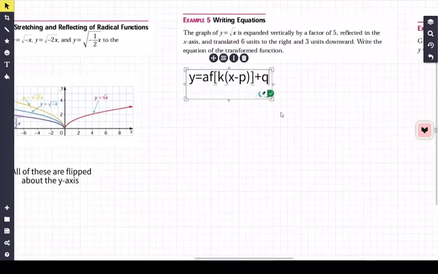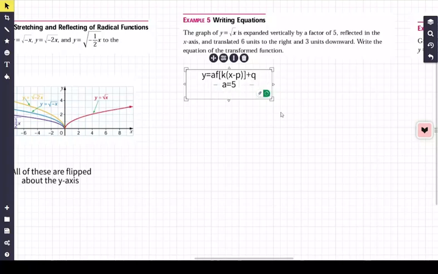This is expanded vertically by a factor of 5, so a equals 5 right away. Reflected by the x-axis. Whenever we're reflected by the x-axis, that means a is a negative value, right? If we're flipping about the y, it will be the k value. But if we're flipping about the x, that's the a value. Simple. So a is a negative value.